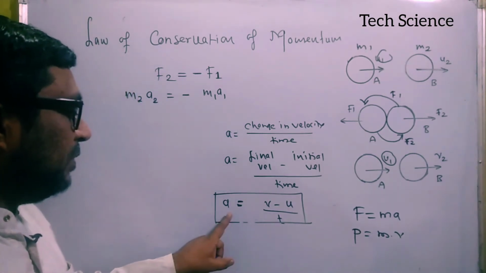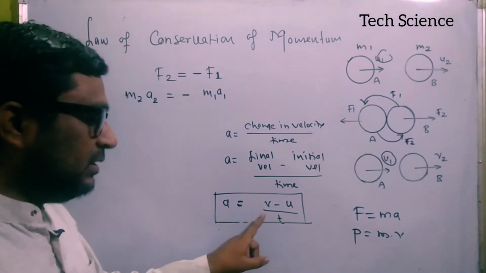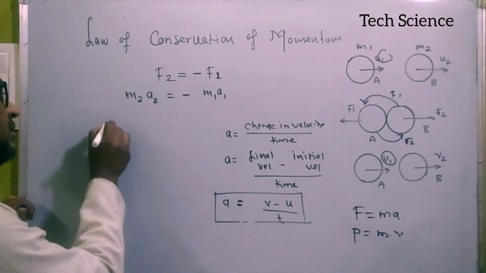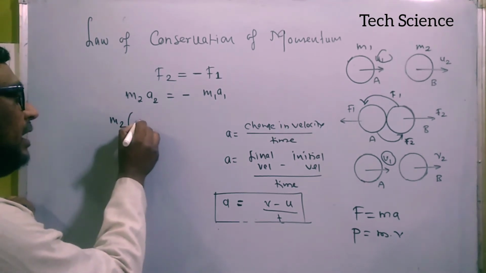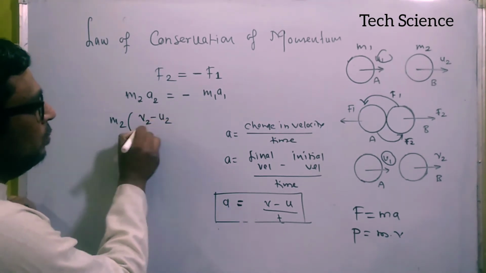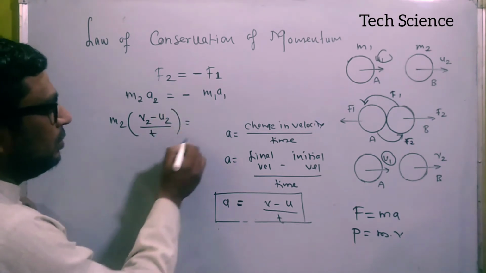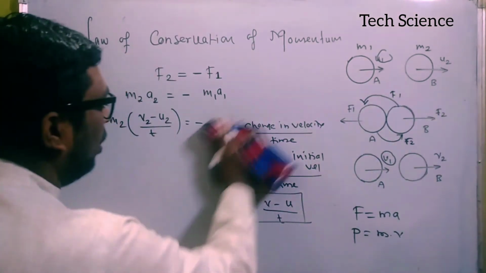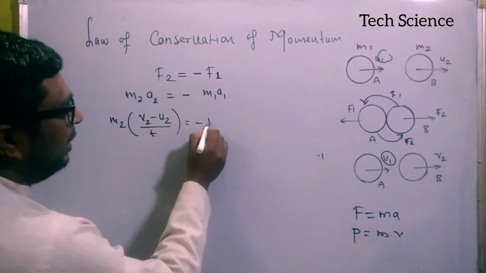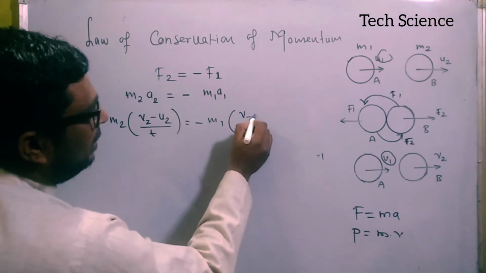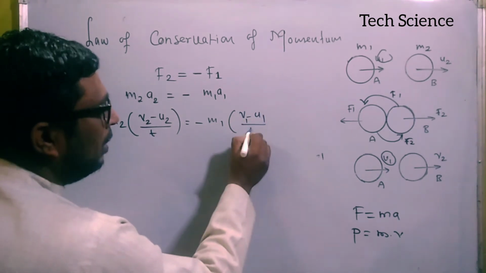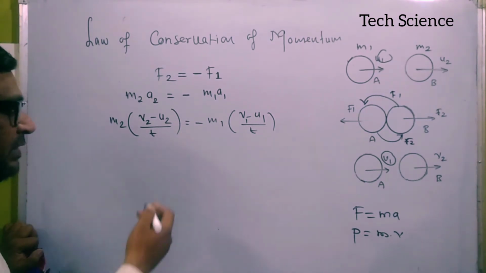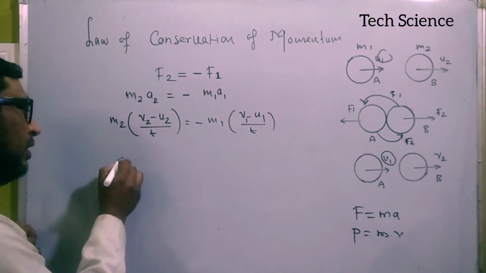Okay. So as per the formula of acceleration, a is equal to v minus u upon t. If I put this formula in, m2 in bracket v2 minus u2 upon time is equal to minus m1 times v1 minus u1 upon time. As the time factor is common here, we omit it; it is cancelled on both sides.